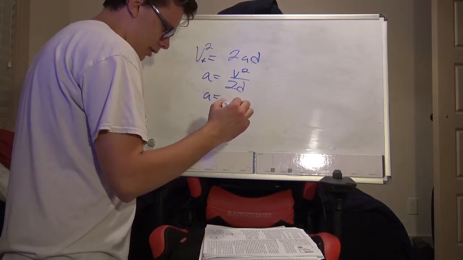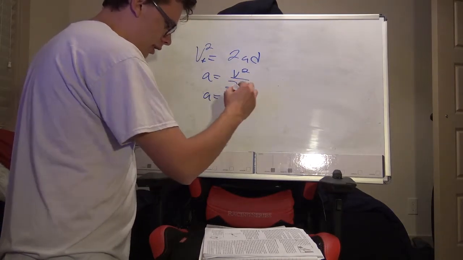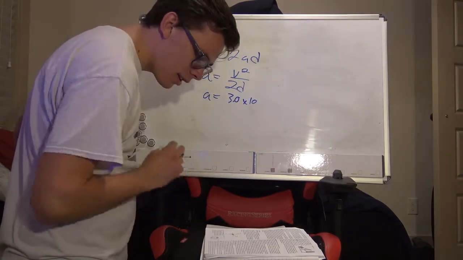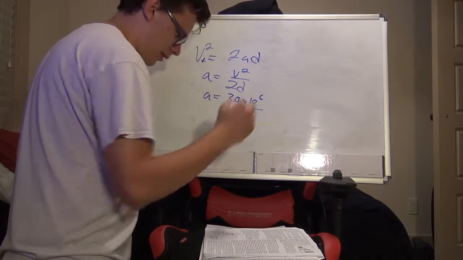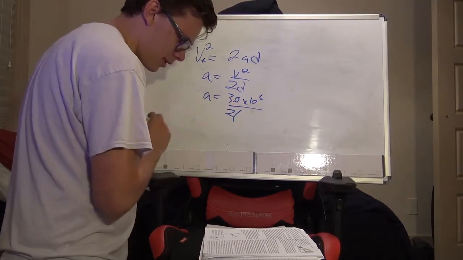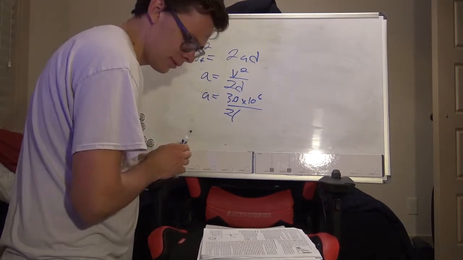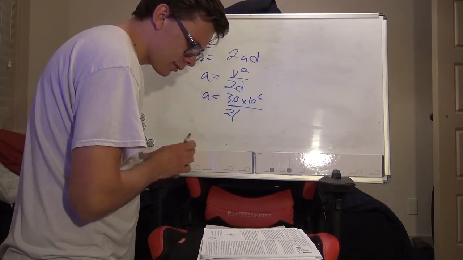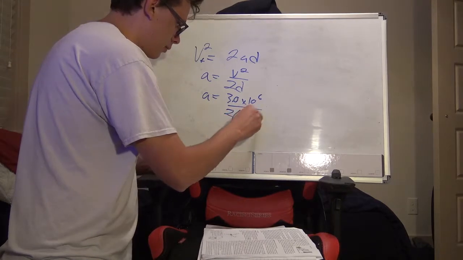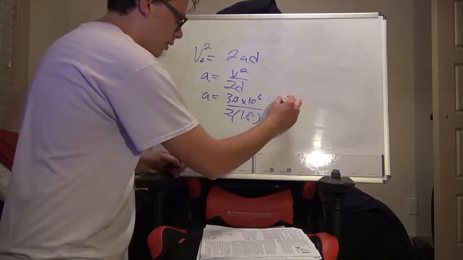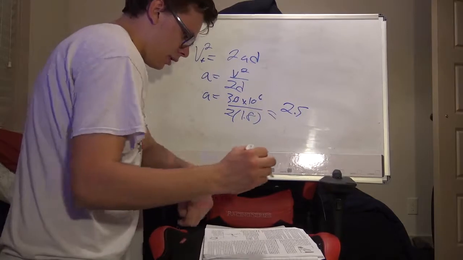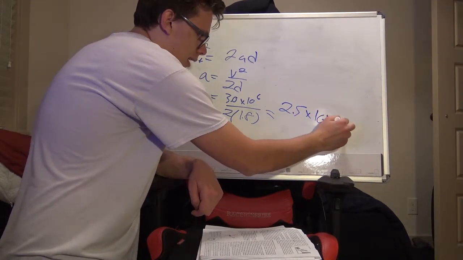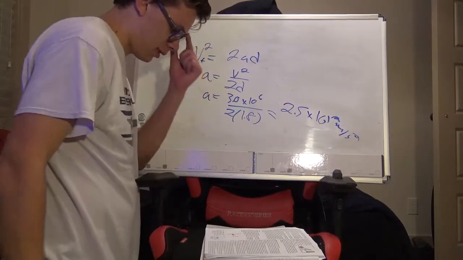And plug in our numbers, we get A equals 3.0 times 10 to the 6 divided by 2 times 1.8 equals 2.5 times 10 to the 12th meters a second squared. So that's part A.